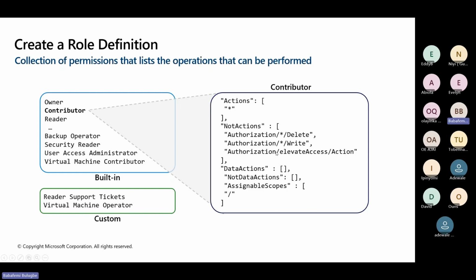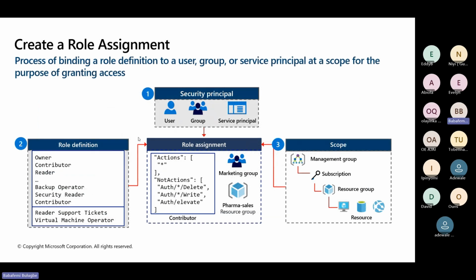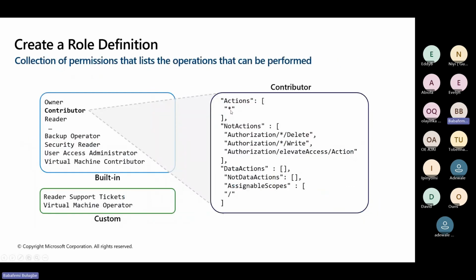And that's what you can see here. So here, when you have something like an asterisk, this is saying, what are the actions that this user can do? And we are saying this user can do anything. So when you have an asterisk, it means it's an open-ended permission. The user can perform all operations within that particular scope. And here, they've created not action, meaning these are things the user should not be able to do.